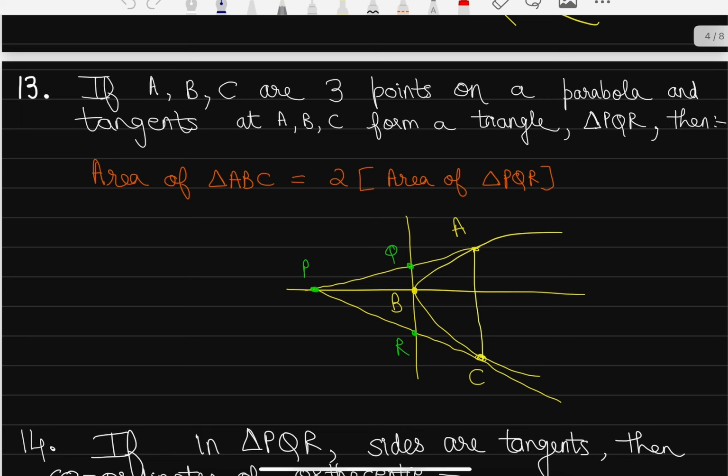Next property, if A, B and C are 3 points on a parabola and tangents at A, B, C form a triangle PQR, then the area of triangle ABC equals 2 times the area of triangle PQR. So A, B and C, this is the tangent at A, the tangent at C, and the tangent at B is the tangent at vertex because we are taking B as vertex. So PQR, and the area of PQR is half that of ABC.